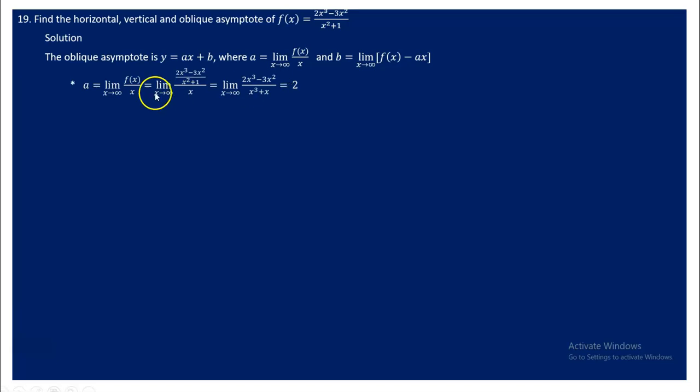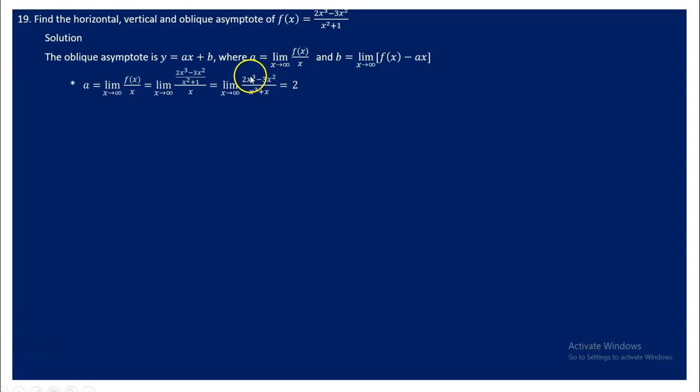So first let's calculate a. As I said, a is the limit of f of x over x as x goes to infinity. You are given that the function is this, so you copy this and paste here. And this has to be divided by x. So students, look, this is the same as multiplying x squared plus 1 by x. It is here, it is already multiplied, x cubed plus x.